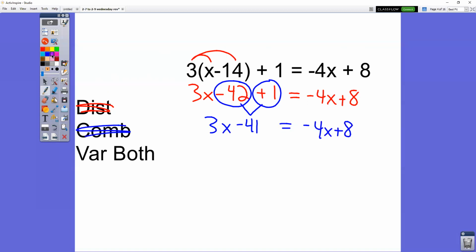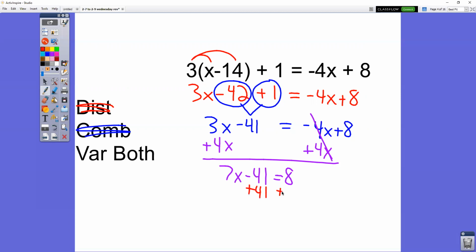Next thing that I want is variables on both sides. I have a letter on one side, a letter on the other side. I always like working with the smaller of the two letters. So I'm going to work with that -4x by doing +4x and +4x. So we have 7x minus 41 equals 8. Now it's just a two-step equation. So I'm going to do +41 plus 41.